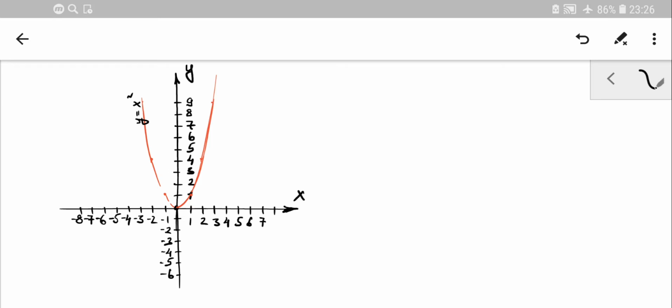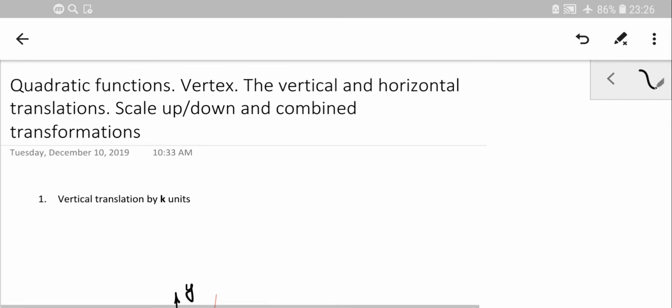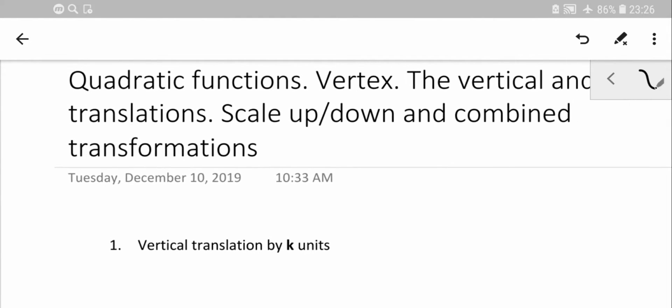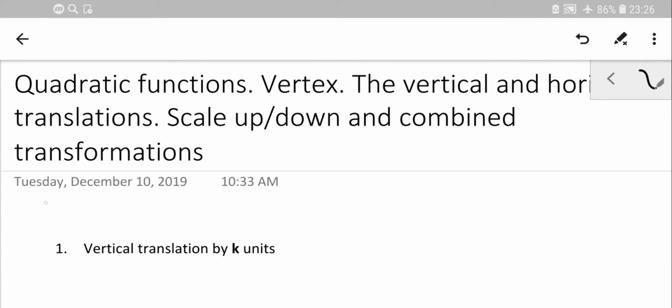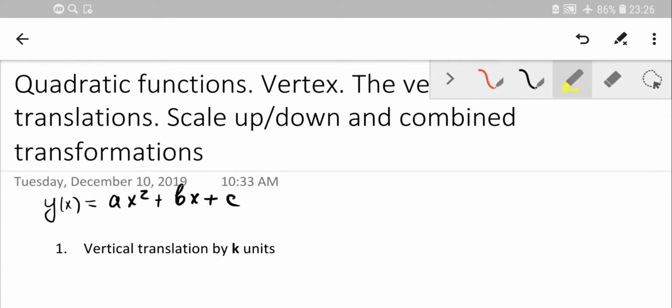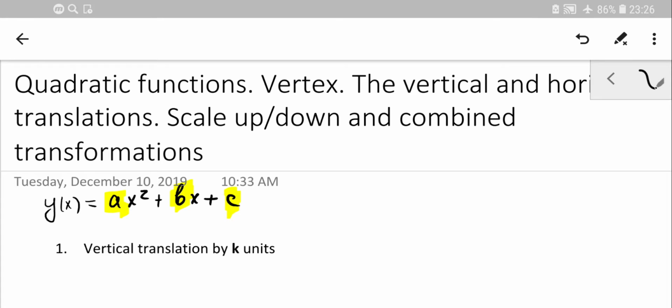All right, I hope you understand in general. And because the vertex is a point, it should have some coordinates. For simplicity, first of all, I just remind you that a quadratic function has the general form ax squared plus bx plus c, and I highlight the coefficients. So this is the general form, the general quadratic expression for the function.